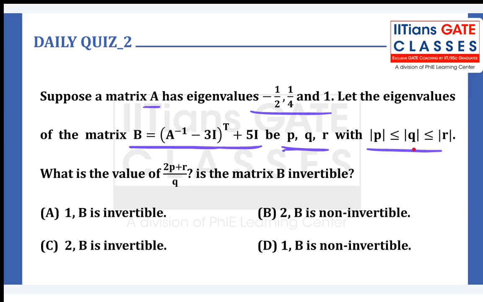Again it is a two-part question. You are supposed to find the value of (2P plus R) by Q. And the second part is to state whether the matrix B is invertible or not.